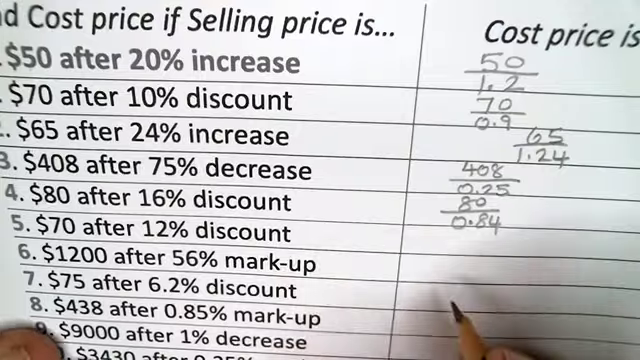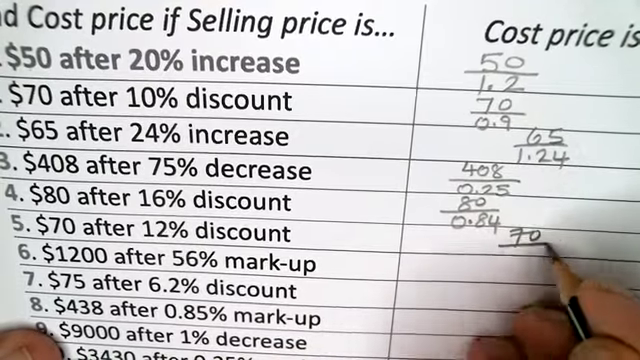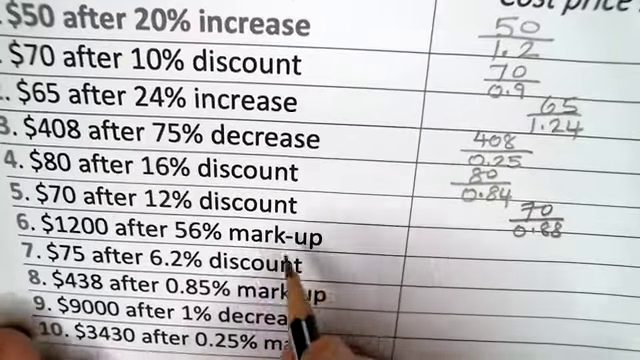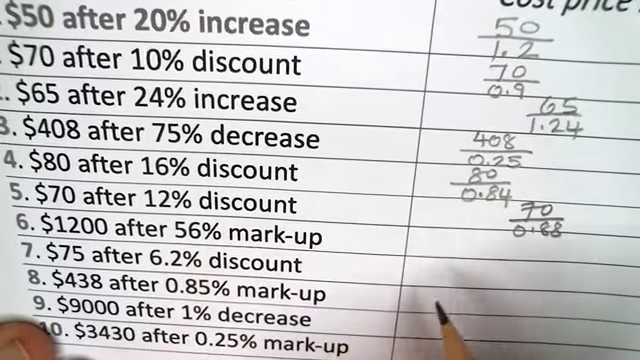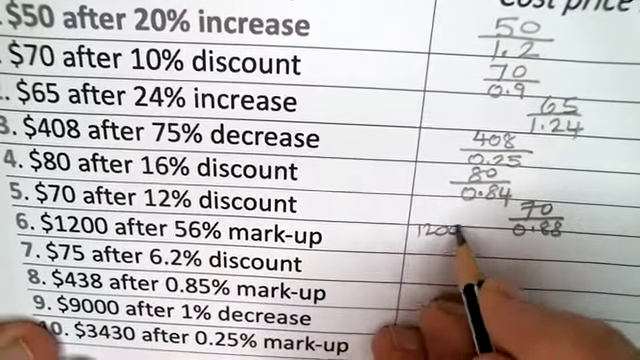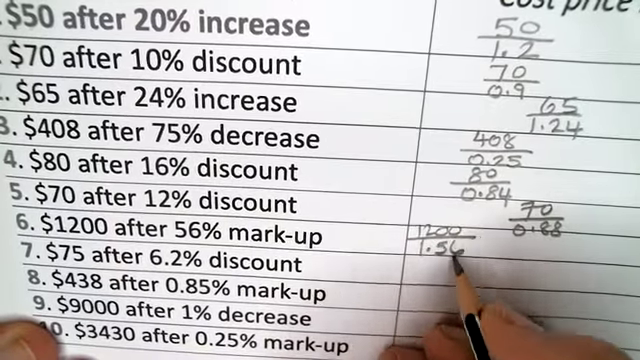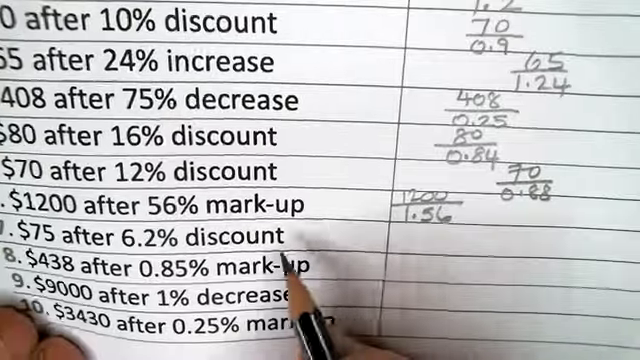A 12% discount. That's going to be 70 divided by 0.88. What's this one? A markup of 56%. That's going to be 1,200 divided by 1.56, because a markup is 1.56.